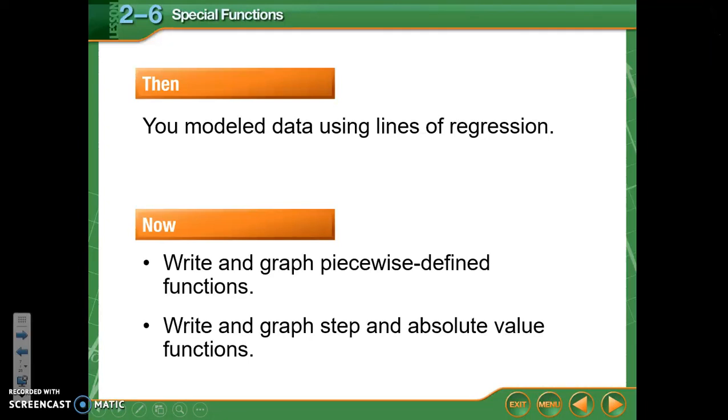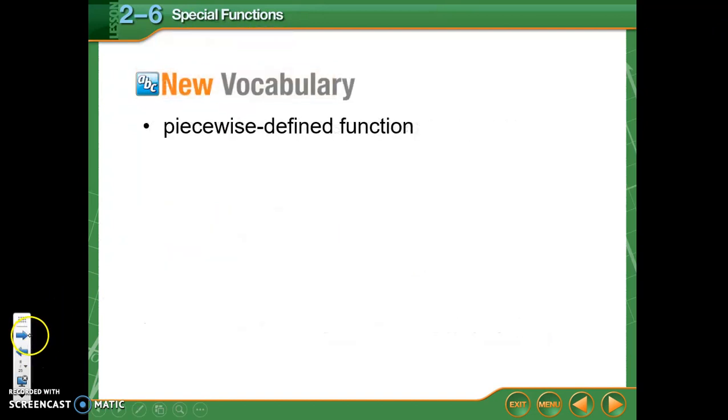All right, hello again, Algebra 2. This is section 2.6, which is about special functions. Basically, in this section, we're going to be graphing some different kinds of functions, not just lines. We're going to be graphing piecewise functions, step functions, and absolute value functions. So we're going to learn what those all look like and how to graph them.